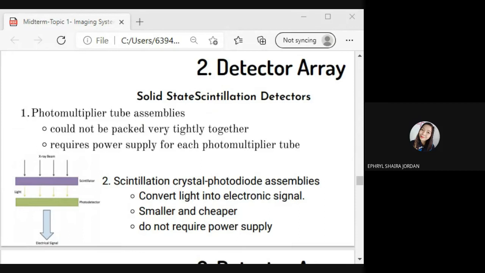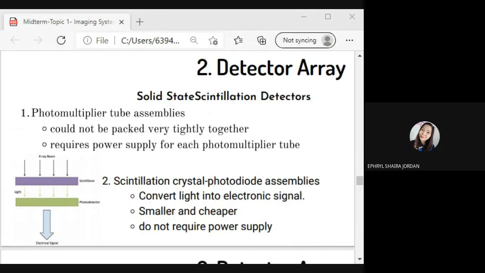Because imagine, a usual spiral CT has up to 10,000 detectors, right? So the imaging system could not accommodate that quantity if they use the photomultiplier tube. And this type of detector also requires a constant power supply. That is why eventually they have been replaced with scintillation crystal photodiode assemblies.